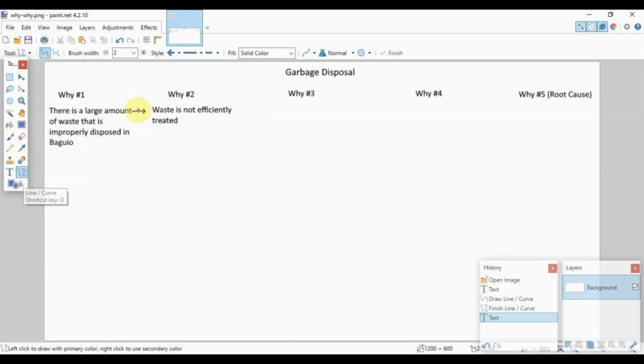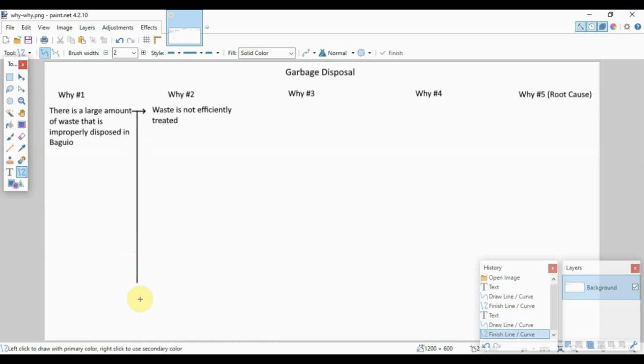So to do that, we'll draw a line from here going down. Let's draw that again. There we go. Let's draw it here. That should be enough. And then let us draw some additional arrows pointing to our other answers. Oops. That's our second answer, our second cause, and our third cause.